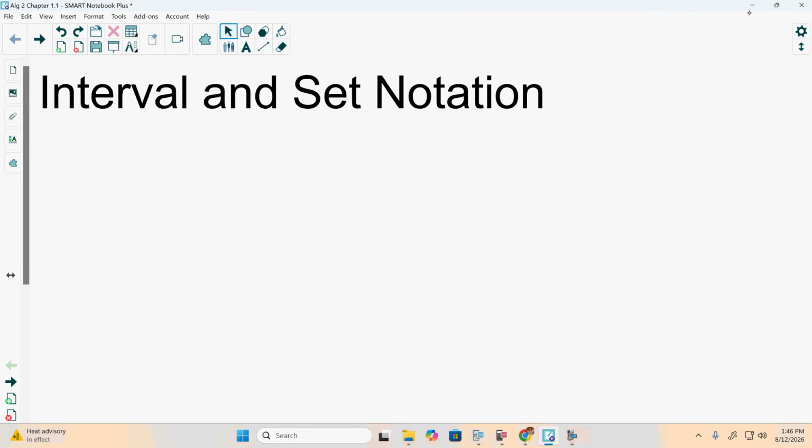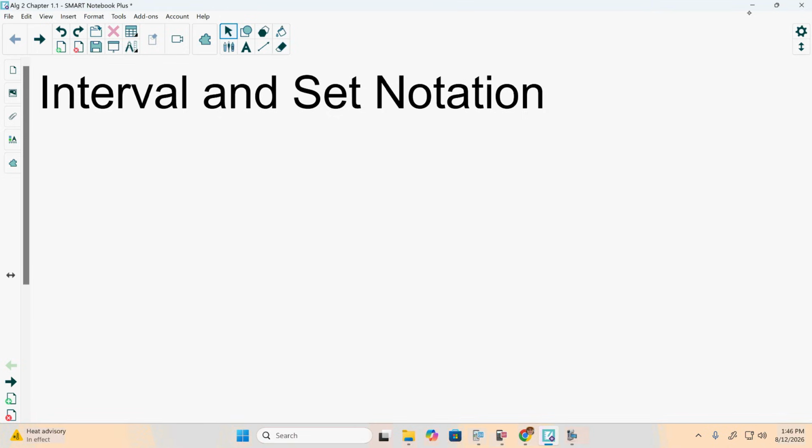But in this one, we're going to talk about intervals, set notation, sets, subsets. Also in chapter 1, we're going to talk about solving systems of equations. We're going to talk about translations. We're going to talk about matrices. A broad range of stuff. This is the only chapter that does it. Just giving you that heads up.